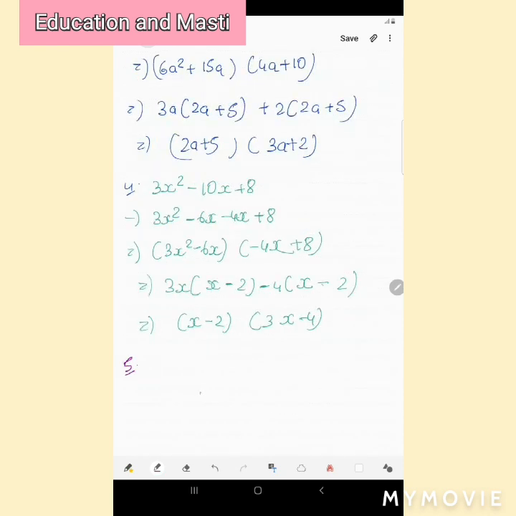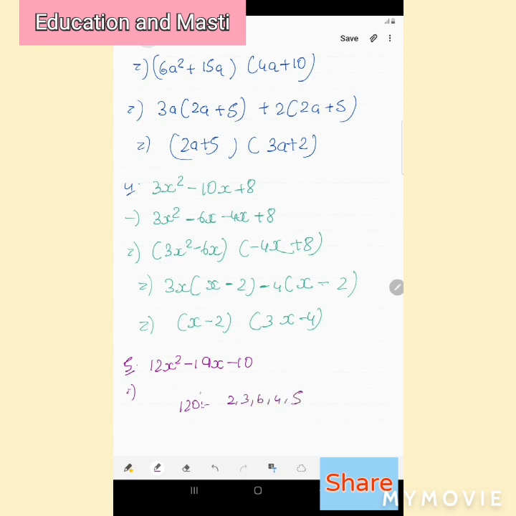Okay, the fifth question is 12x square minus 19x minus 10. We now have to get the product of 12 and 10, which is 120. The factors of 120 are 2, 3, 6, 4, 5 and many more. So I will take the one-digit numbers. What will I multiply with 5 to get 120? I will definitely get 24. 24 fives are 120.